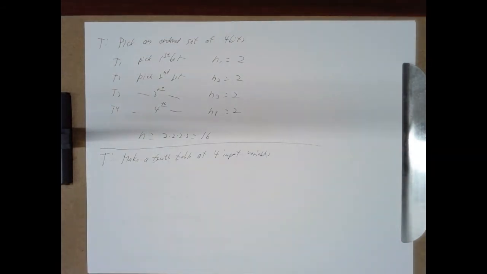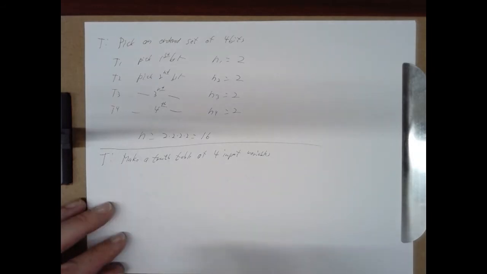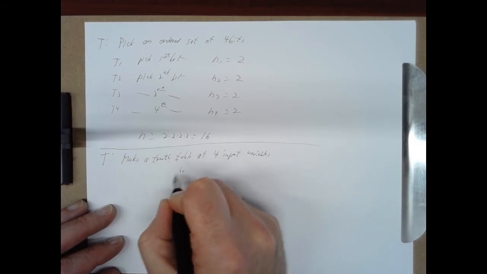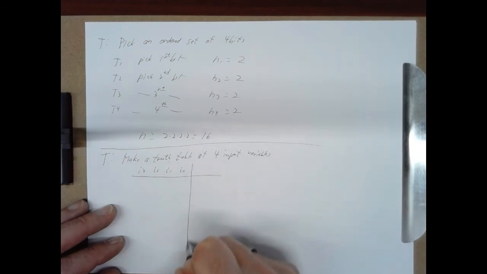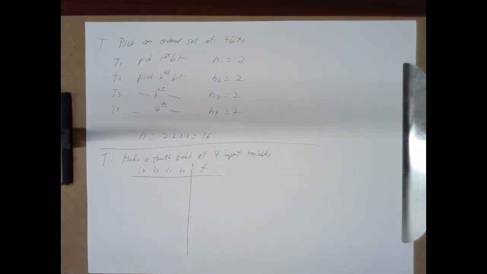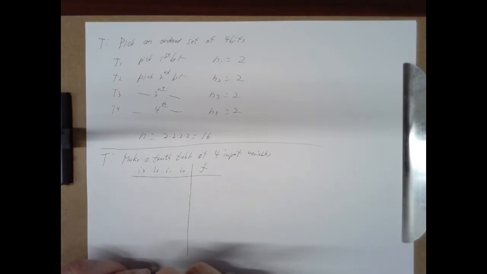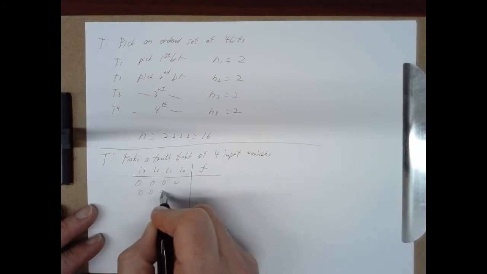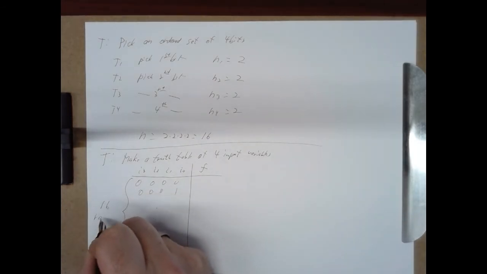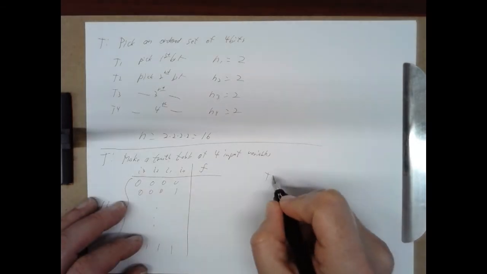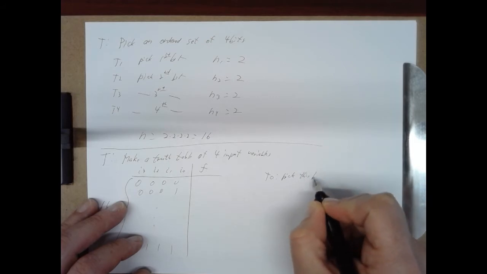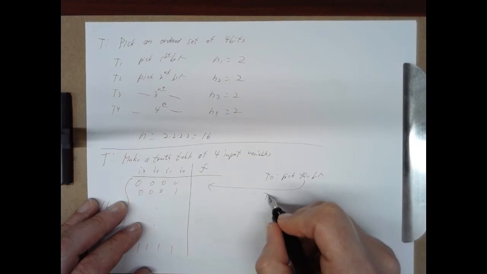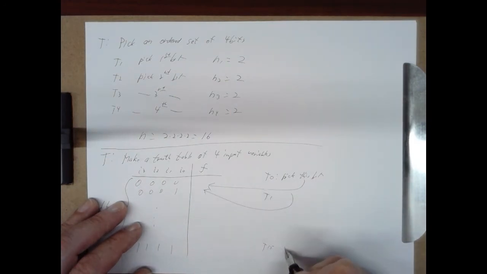Suppose our task is to construct a truth table for some function with 4 input variables. So we have I0, I1, I2, I3, and we have our function f. How many possible truth tables can we construct? Well, if we think about this truth table, how many rows are there? 16 rows. So if our task is to construct a truth table, we can break this into 16 subtasks. T0, pick the bit to put into the first row. T1, pick the bit to put into the second row. T15, pick the bit to put into the last row.